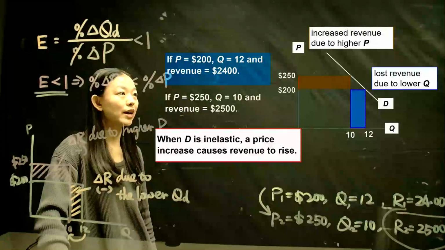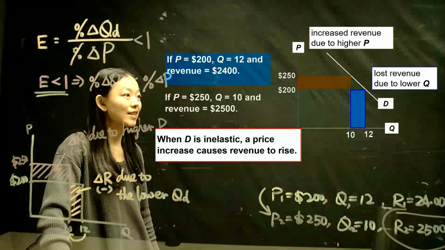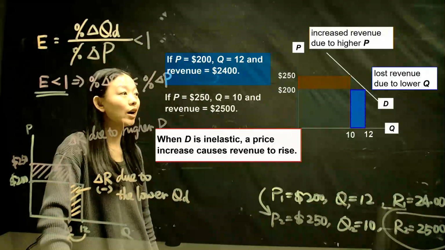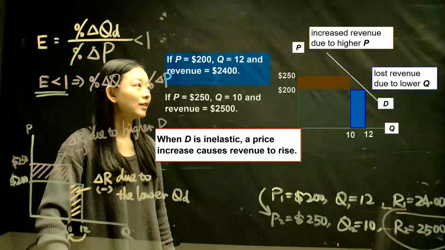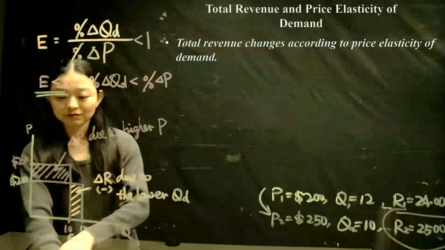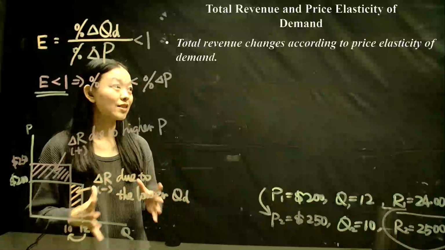In this case, we would like to say when demand is inelastic, a price increase will cause the revenue to increase. Okay. Now let's look at this part. We'll just summarize what we just learned.